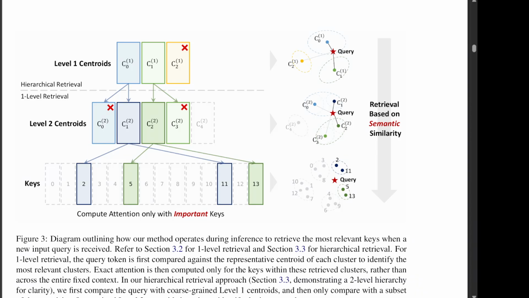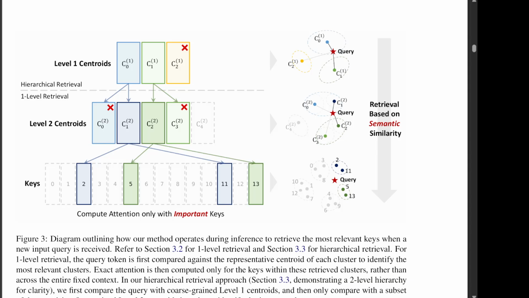Right. With the one-level Squeezed Attention retrieval, the complexity becomes O(C + K). C is the number of centroids, K is the number of keys you actually retrieve. Since K is designed to be much, much smaller than L, and C is also much smaller than L, that's already a big win. O(C + K) is way better than O(L). Significant improvement. And the hierarchical one?